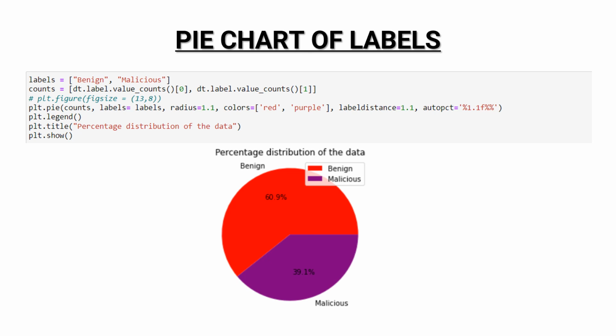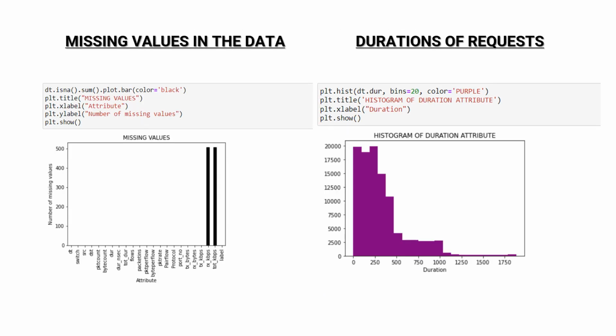Now, in this slide, a histogram for the duration of requests is plotted, from which we can conclude that there were a lot of requests for a very short period of time. We have also analyzed our data and found that two of the attributes have some null values in them. This information is very important for the processing step, as null values will hinder our model creation.